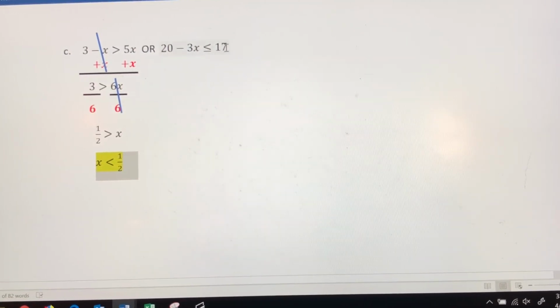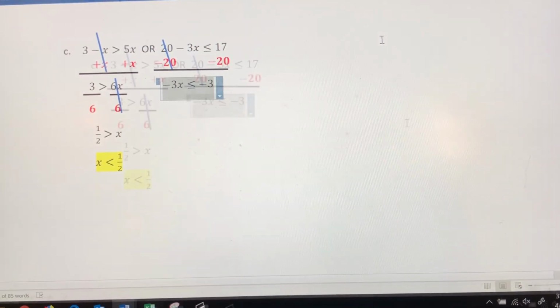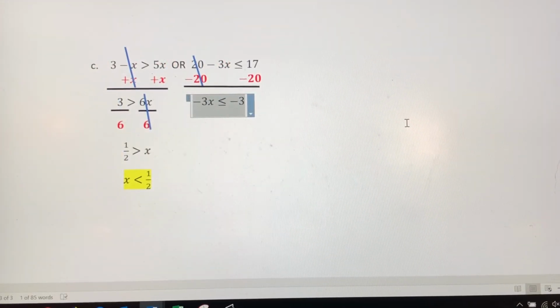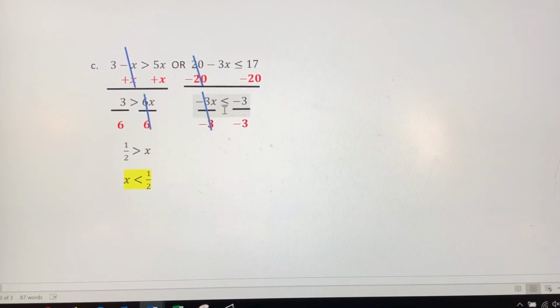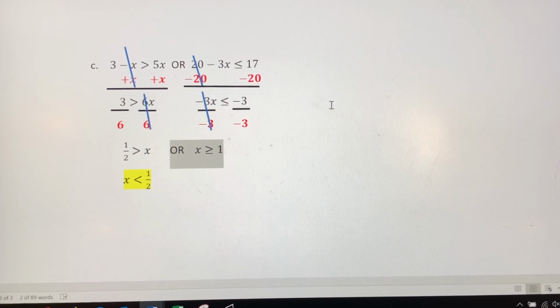The second part of the compound inequality, we're going to subtract 20 from both sides first. On the left side, those cancel out, and I'm left with negative 3x is less than or equal to negative 3. I want to divide both sides by negative 3. On the left side, the negative 3's cancel out. Notice we're dividing by a negative, so the inequality symbol is going to flip. On the right side, negative 3 divided by negative 3 is positive 1. So the second part of my answer is x is greater than or equal to 1.